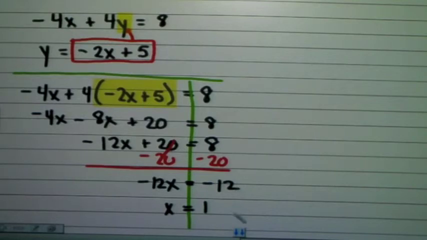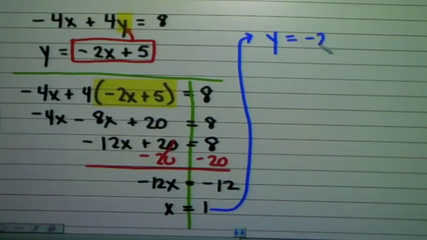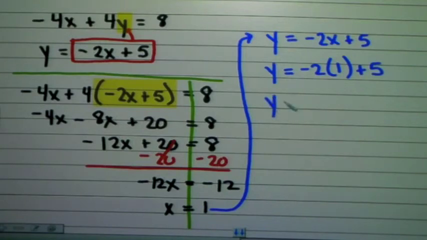Again, that's only half of our answer. So let's go back up to the top here. And if you remember from the first example, I said it's easier to use the one that's already solved for y. So in this case, it's the second equation. So I'll take y equals negative 2x plus 5. We're going to plug in the value that we just got for x. So we figured out down here x equals 1. So I'm going to put 1 in for x. Negative 2 times 1 is negative 2, and negative 2 plus 5 is 3.